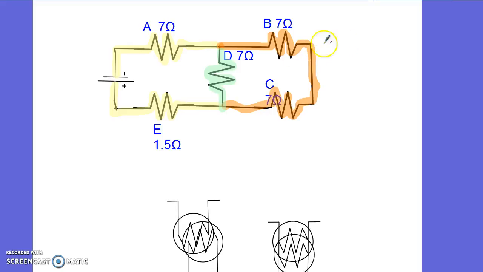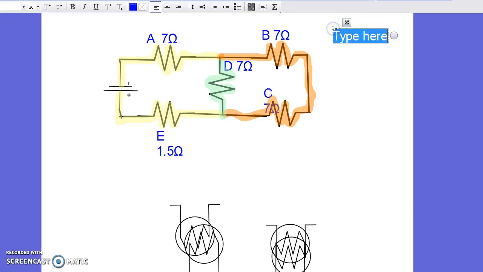So now you have to do a little math. Over here, you're going to add up B and C, and it's going to be 7 plus 7, 14, for B and C. B and C together is going to be 14 ohms. D is just 7 ohms. So those two are parallel to one another, and you'll have to combine them using our parallel work.